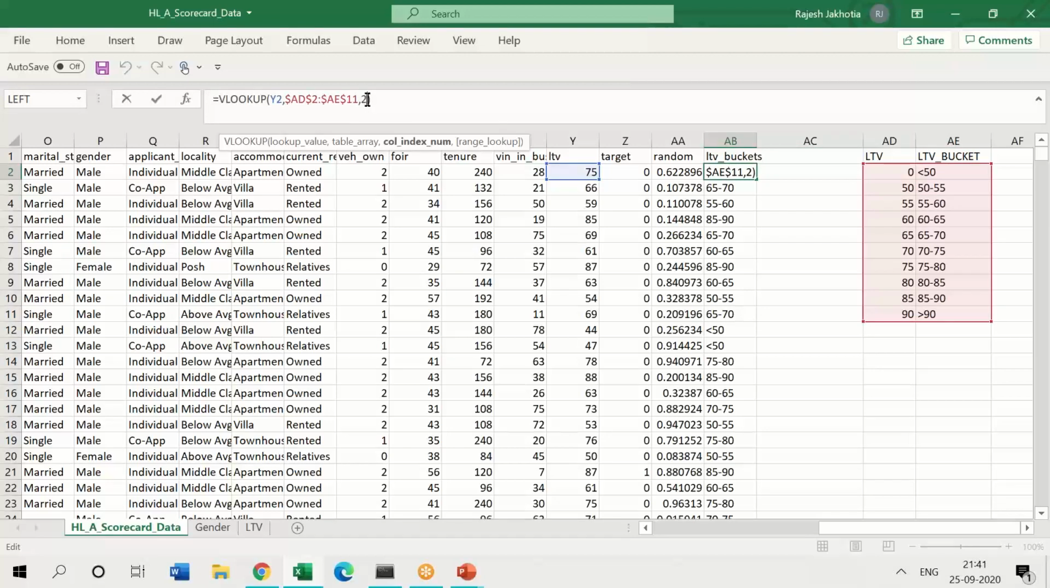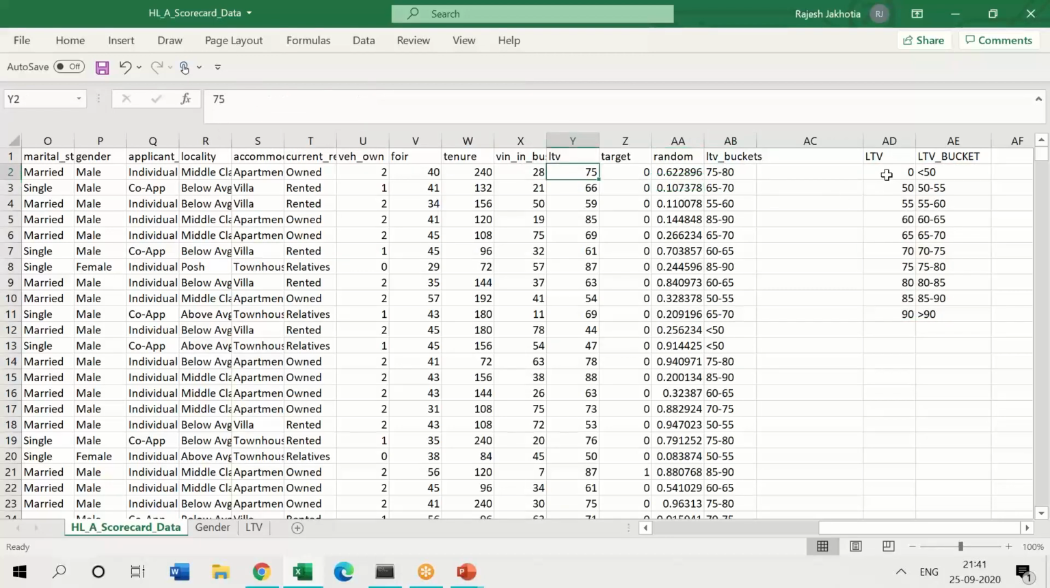The reason is, I'm using a VLOOKUP, and here the last parameter is actually true or false. I am passing true, approximate match, which is 1. I'm not saying that when you're looking up 75 in this range, only take the value if you get exactly 75. I'm saying whichever is the closest number you get to 66, take that bucket and populate here. So the first step, I'm converting the continuous number to bucket.